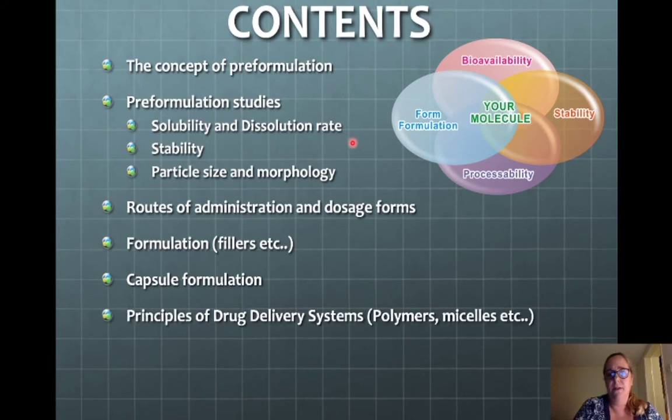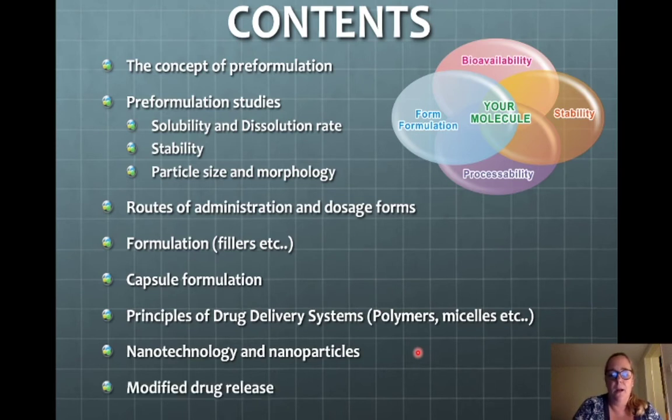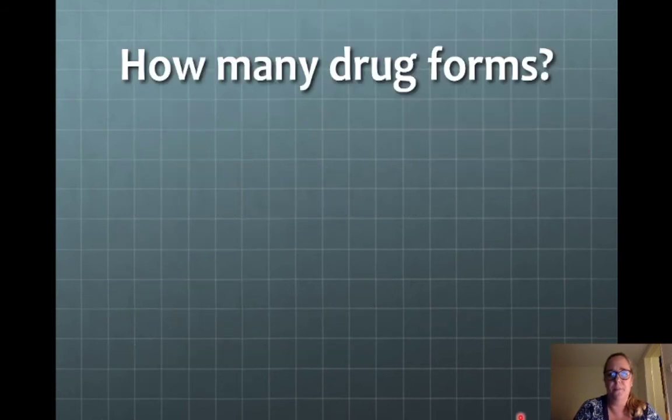We're also going to be looking at principles of drug delivery systems, so what types of polymers and micelles are used. A big area, a hot topic, is nanotechnology and nanoparticles. It's thought that this part of drug discovery is going to take off, and it has already started to. What's also interesting is to slow down the release of drugs, so having modified drug release. And also drug delivery to the central nervous system.